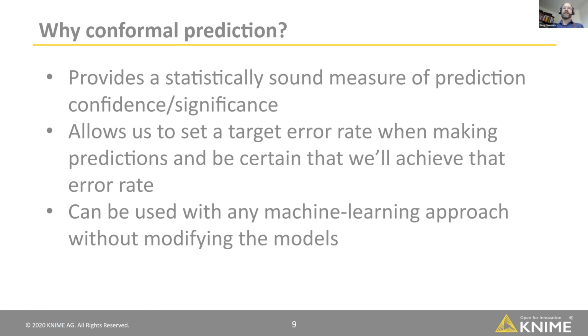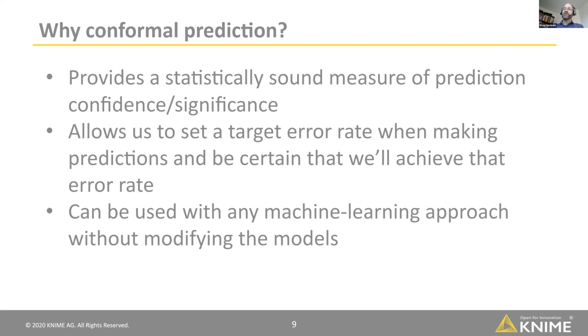The first is that it gives us a statistically sound measure of prediction confidence or significance from a machine learning model. And this is different from what you normally get from your machine learning approaches. So for example, a random forest in KNIME gives you predicted probabilities for each of the classes in the classifier, but those don't give you a hard confidence estimate. So if the model says there's a predicted probability of 0.8 that a particular row is class 1, that doesn't mean there's actually an 80% chance that that prediction is right.